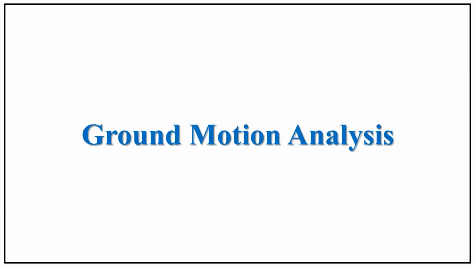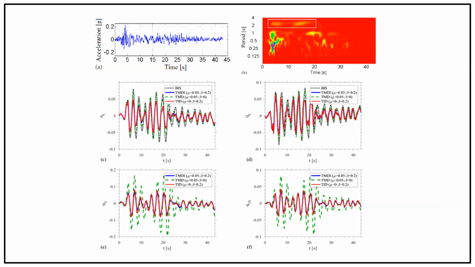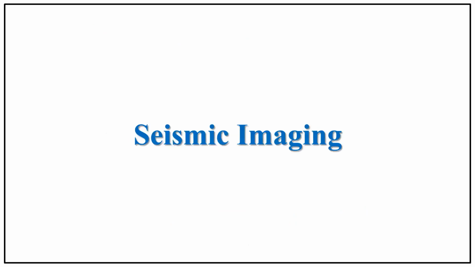Ground motion analysis. Ground motion analysis focuses on characterizing the shaking of the Earth's surface caused by earthquakes. This methodology involves analyzing parameters such as peak ground acceleration, peak ground velocity, and spectral acceleration to assess the seismic hazard to structures and infrastructure. It informs building design codes and engineering practice to ensure resilience against earthquake-induced ground motions.